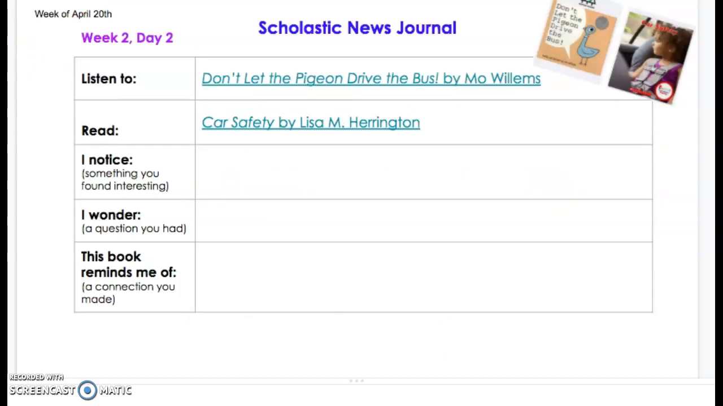You are going to be reading Don't Let the Pigeon Drive the Bus by Mo Willems, and then a nonfiction reader called Car Safety. Please type out something you noticed, a question that you had while you were listening to one of the stories, and then a connection or something that those stories reminded you of. Remember, you need to be typing out all three of those sentences for me.